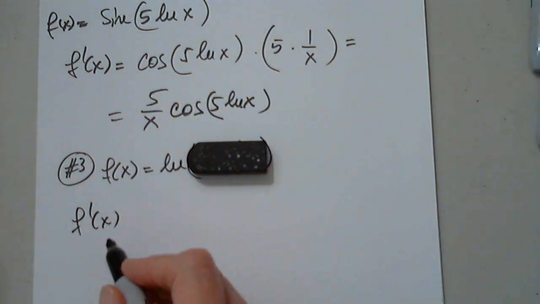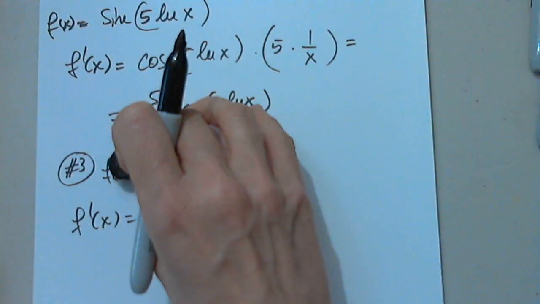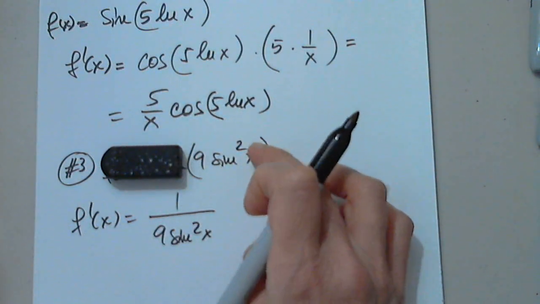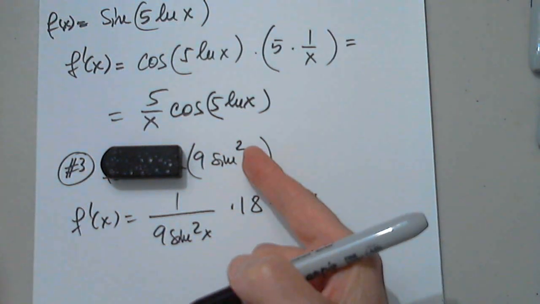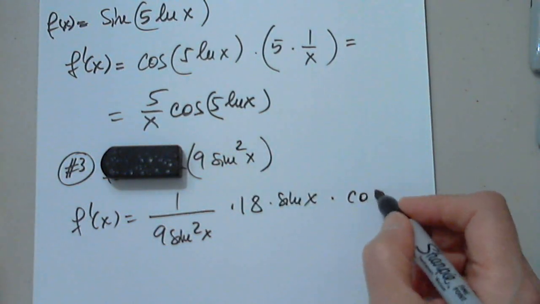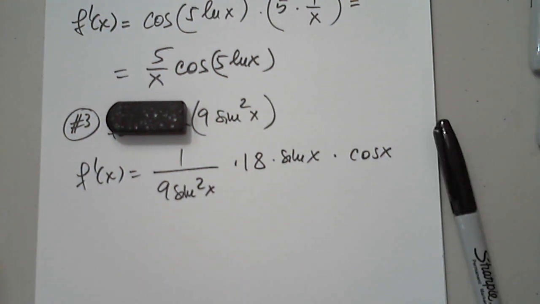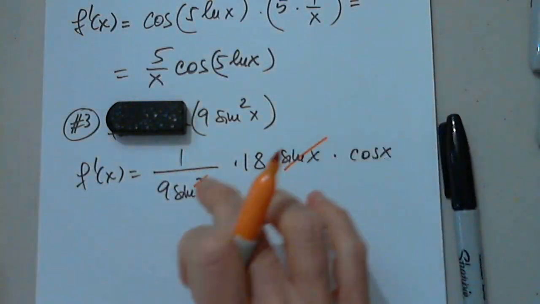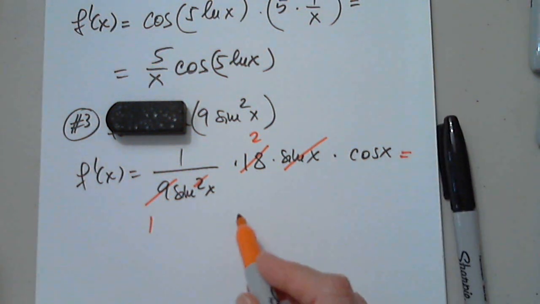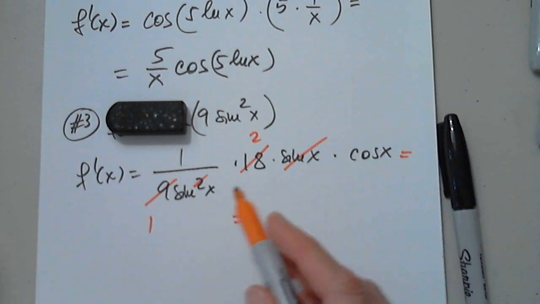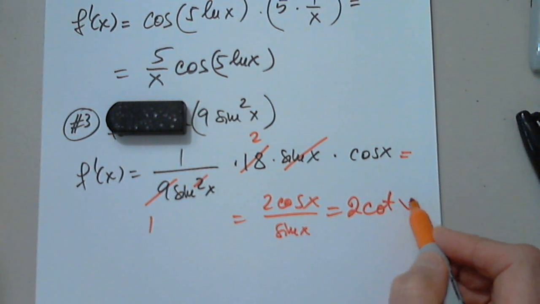So first we differentiate natural log, which will be 1 over this. But now I have to differentiate 9 sine squared x. Bring down the power, subtract 1 from the power, times the inner function prime, which is cosine x. At this point, I have to simplify. I will simplify a sine, one from the top and one from the denominator. I will simplify a 9, one from the top and one from the denominator. And what I have left is a 2 and cosine over sine, 2 cosine over sine, which is 2 cotangent x.